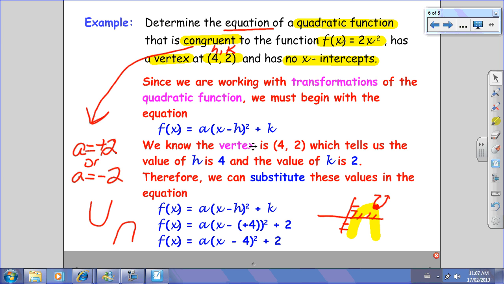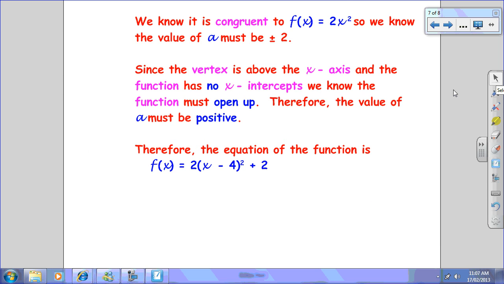Anyway, so now the only way that the graph cannot have x-intercepts as the vertex is in this first quadrant is if a is in fact positive. So the equation, we can just substitute the 2 in, and we're good to go.